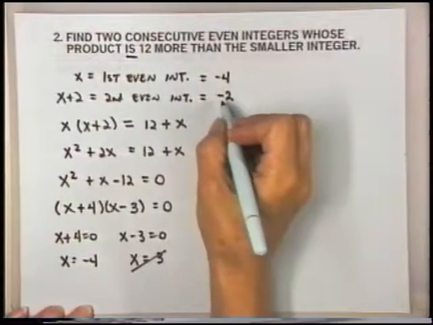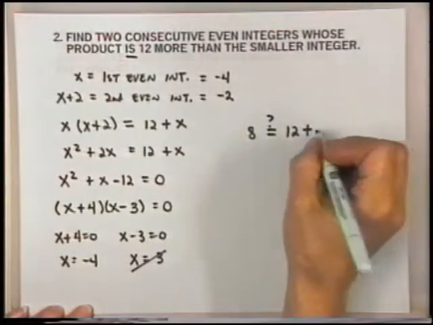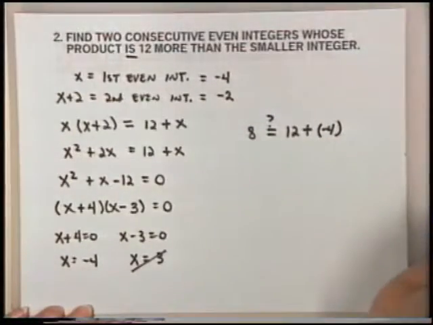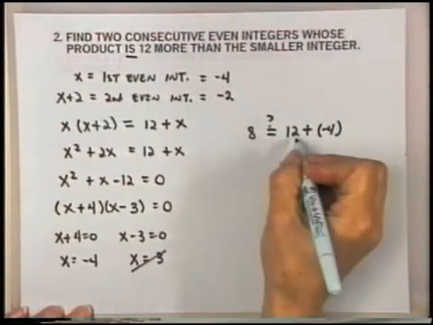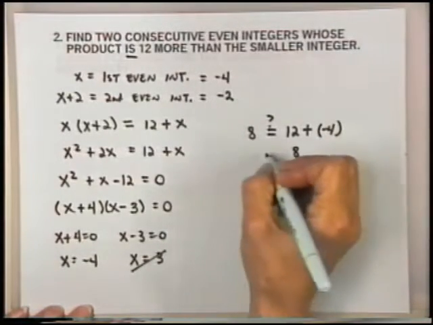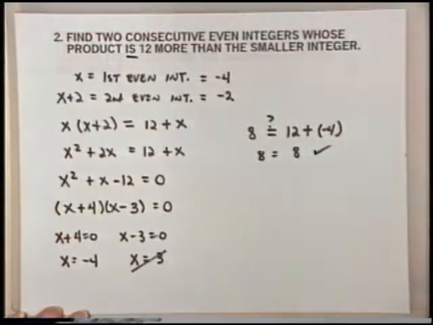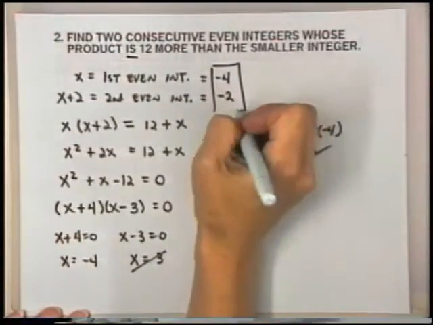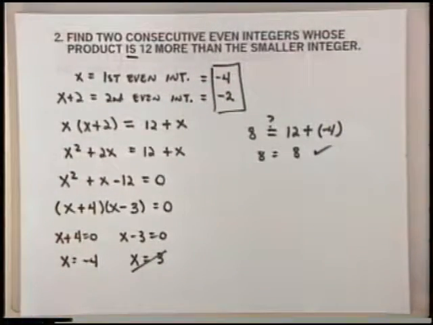Is it 12 more than the smaller integer? Remember, negative 4 is smaller than negative 2. 12 plus a negative 4 is 8. So we do have a correct solution here. Our two consecutive even integers are negative 4 and negative 2. I hope that you were very successful in working these two problems.